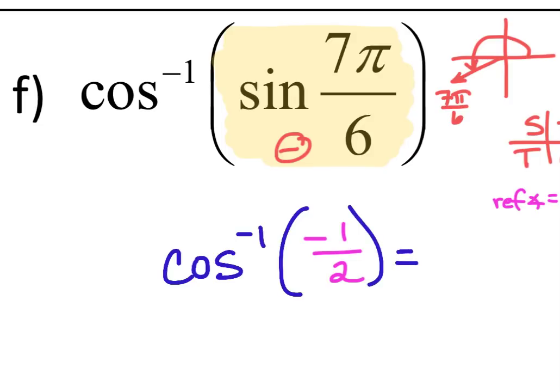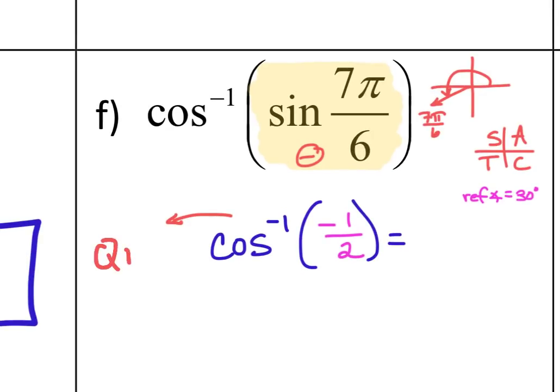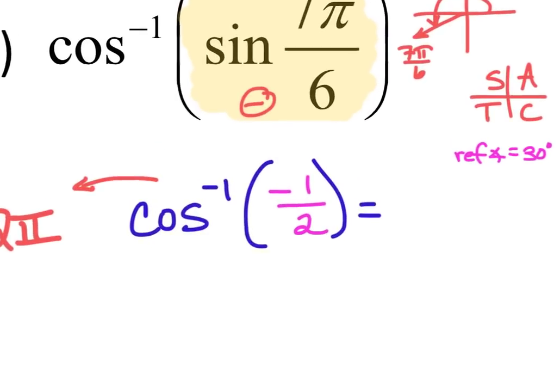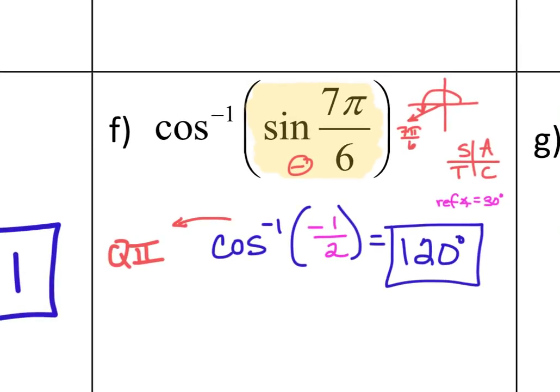Now, that becomes a second quadrant problem because inverse cosine of a negative means that your answer has to be a second quadrant answer. If it were inverse cosine of positive 1/2, it would be 60. And in the second quadrant, 60 is the reference angle for 120 degrees. And so your answer here is 120 degrees.